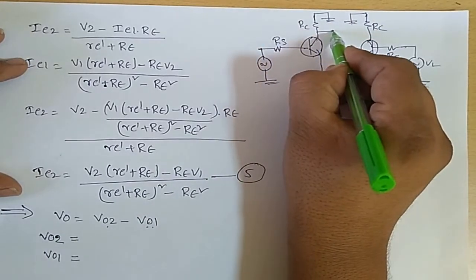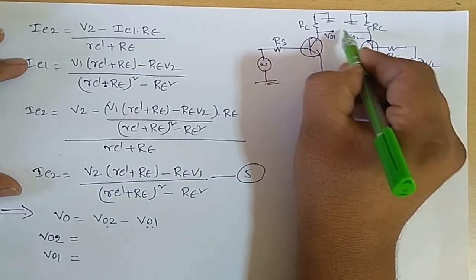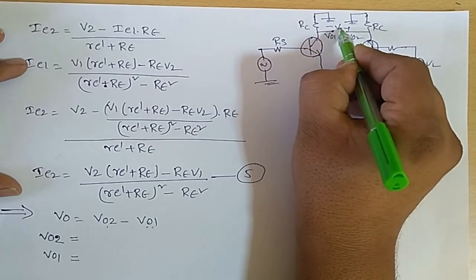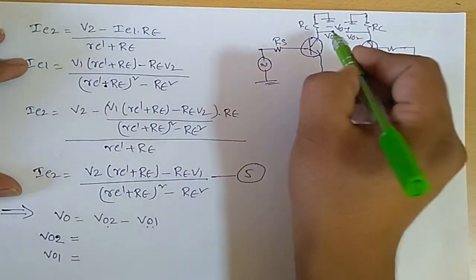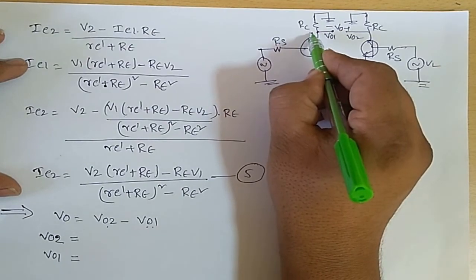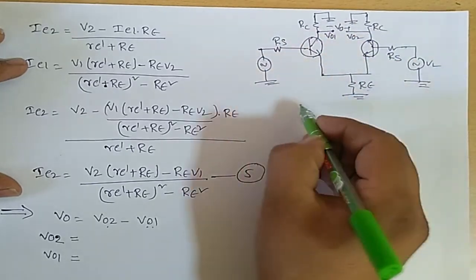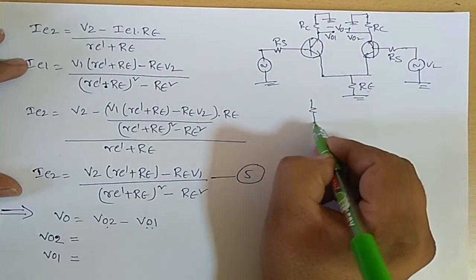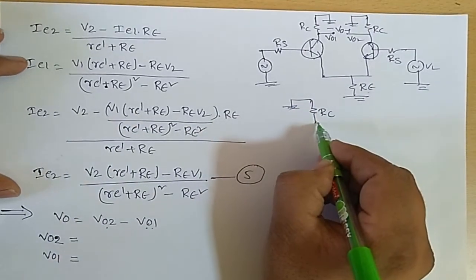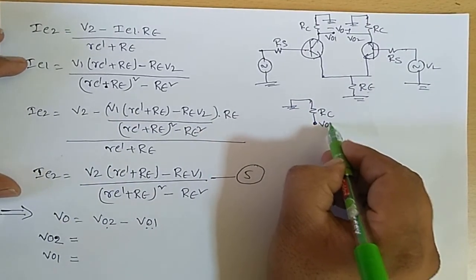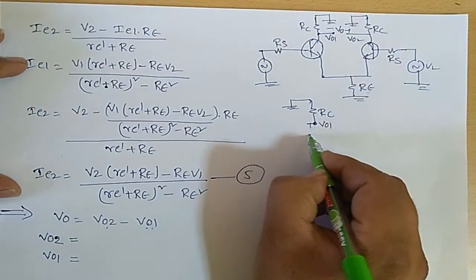Okay, here we can consider VO1, this is VO2, and this is the output voltage VO. Now we are estimating VO1 and VO2. As per our understanding, this is the collector resistance RC, and this is grounded, and here we have the output voltage VO1. As per our convenience, we can mention the polarity, plus minus.